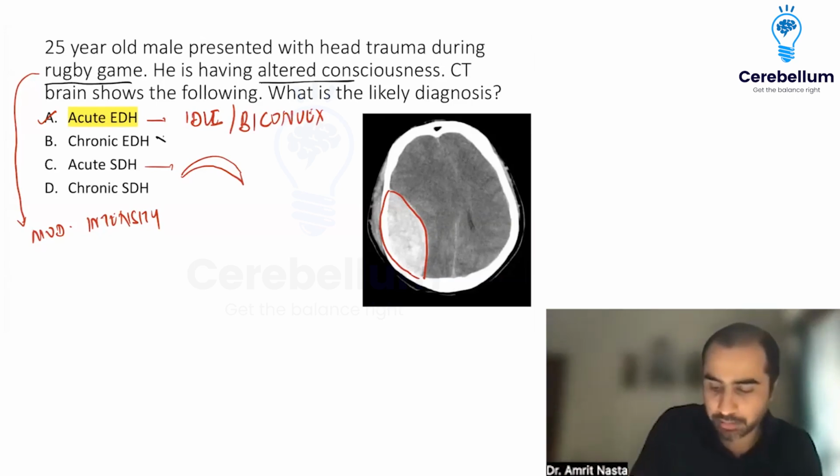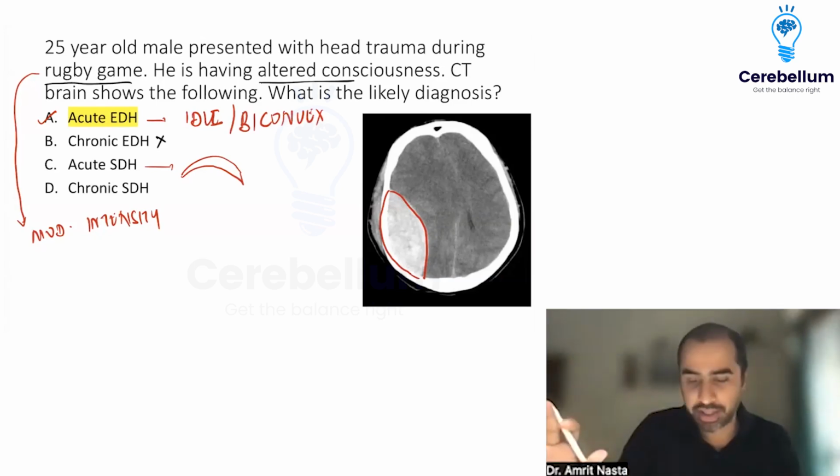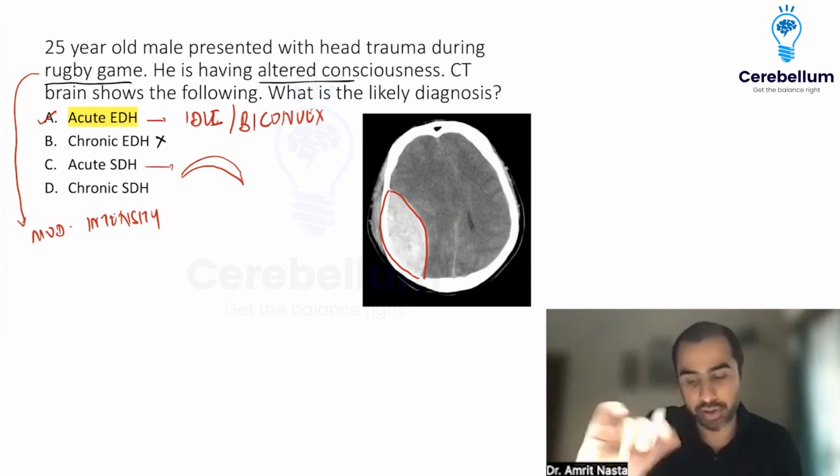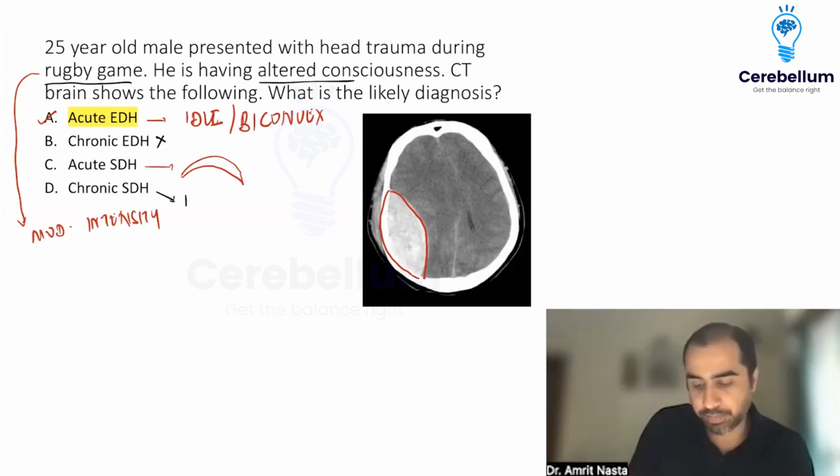Nothing like that exists. Okay, there is no chronic EDH. There is acute EDH. SDH can be either, acute or chronic. Chronic SDH will look black. Okay, clear about this? Wonderful.